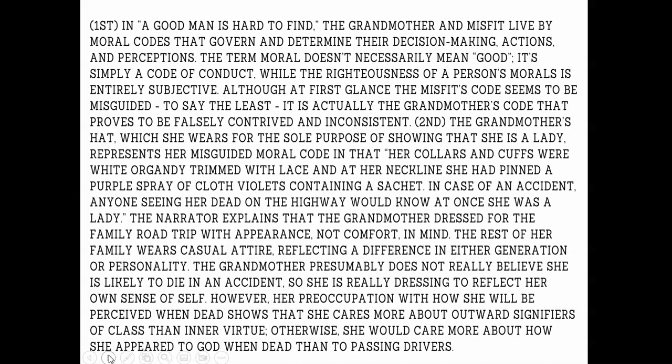So we quoted, we got to analyze it. The narrator explains that the grandmother dressed for the family road trip with appearance, not comfort, in mind. The rest of her family wears casual attire reflecting a difference in either generation or personality. The grandmother presumably does not really believe she is likely to die in an accident, so she is really dressing to reflect her own sense of self, right? So all of this was promised in that first premise. So it's germane, it's linked.